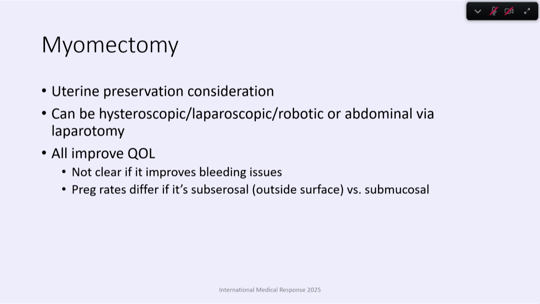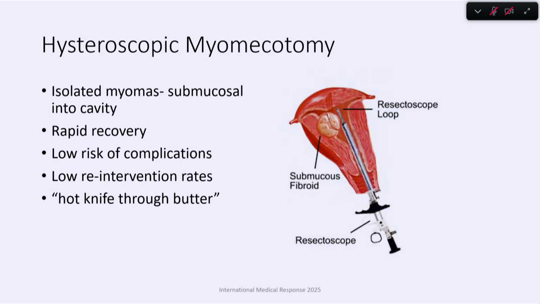It's not 100% clear if it takes care of almost all bleeding issues, and pregnancy rates do differ if it's subserosal versus submucosal. Again, fibroids on the outside don't necessarily distort the cavity as much, so you can imagine those that are submucosal, or in the actual uterine cavity, pregnancy rates may be lower.